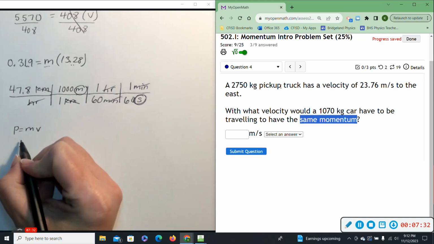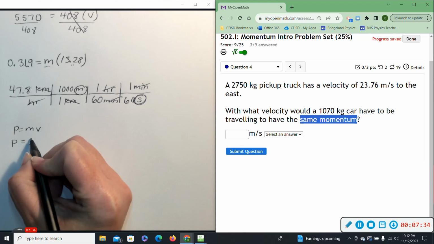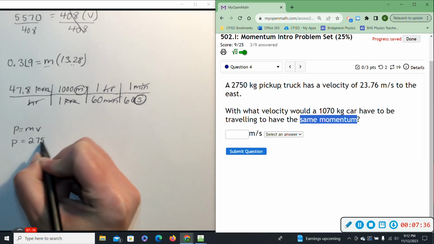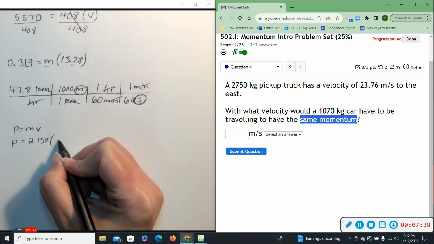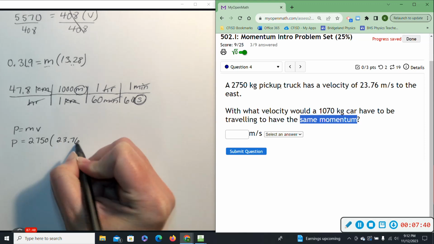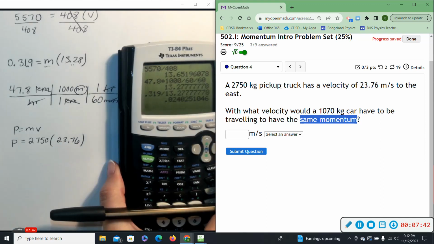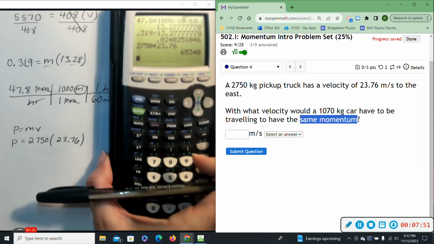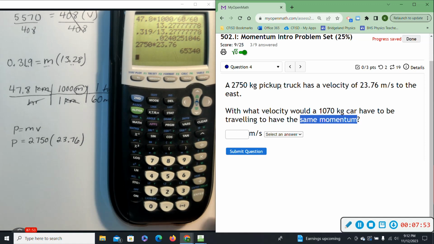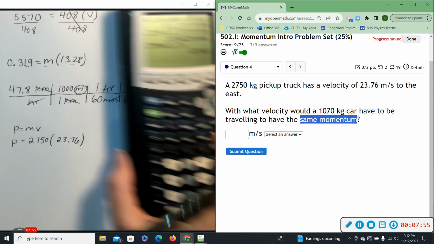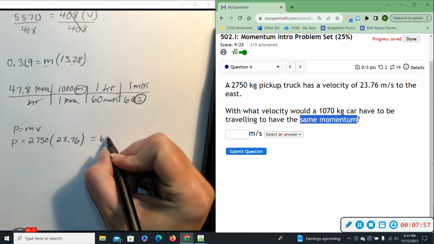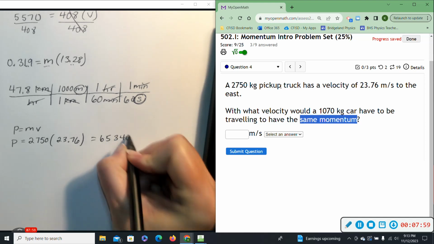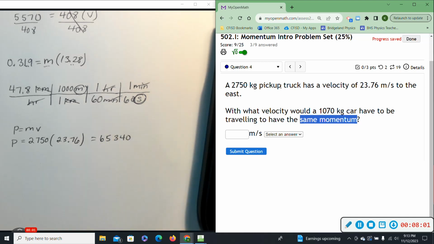And for the pickup truck, that means that its momentum is going to be equal to 2750, its mass, times its velocity, 23.76. So let's go ahead and figure out what that is. 2750 times 23.76 gives me a momentum of 65,340 kilogram meters per second. That's not our answer though.